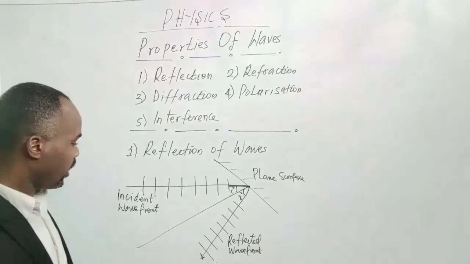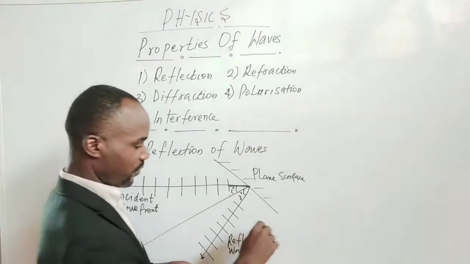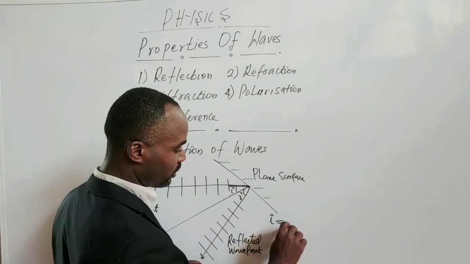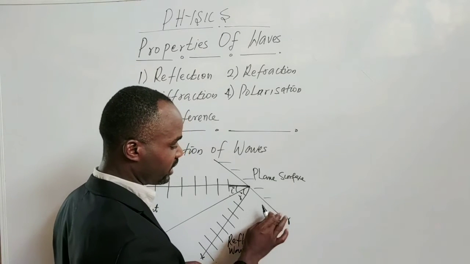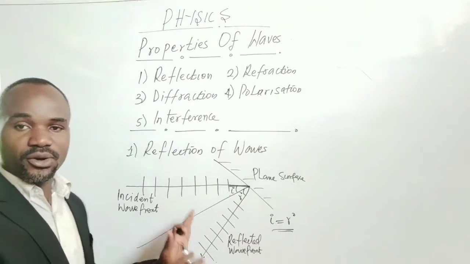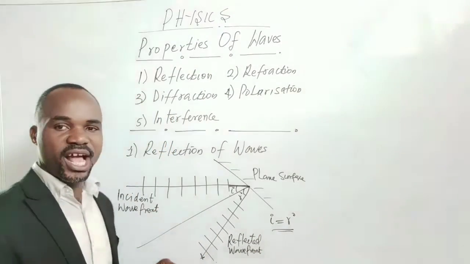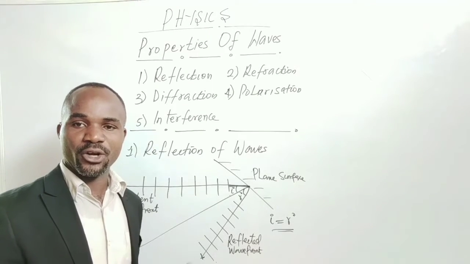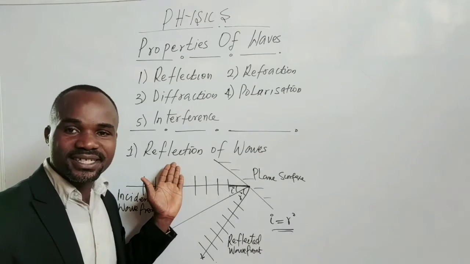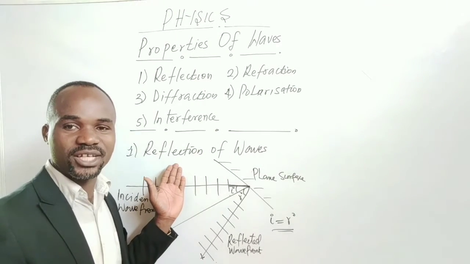So the conclusion here is that the angle sustained by the incident ray is equal to the angle sustained by the reflected ray. With this, we have schematically illustrated how waves can be reflected, and this is known as reflection of waves.